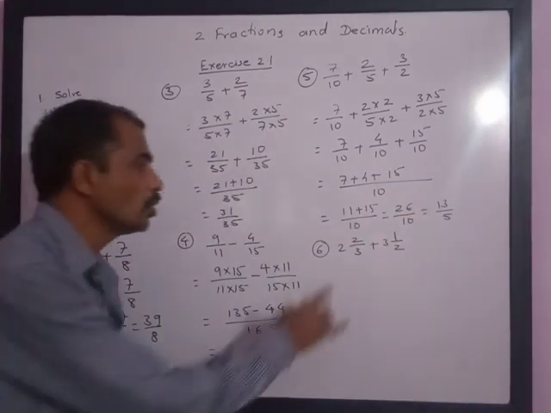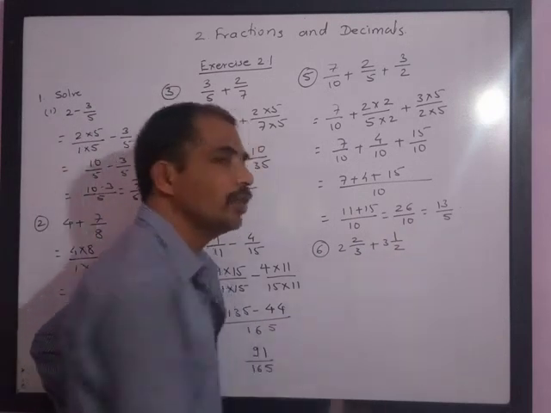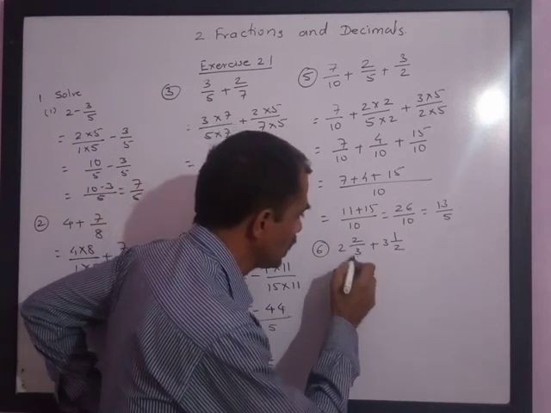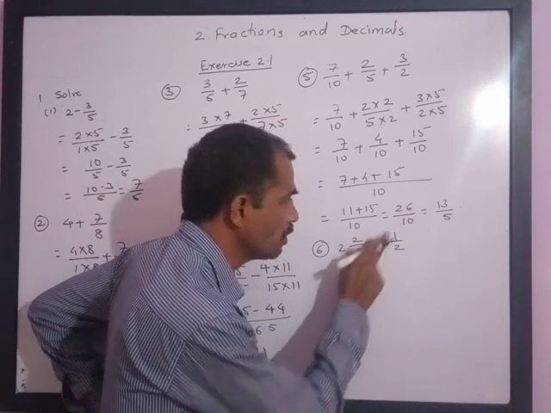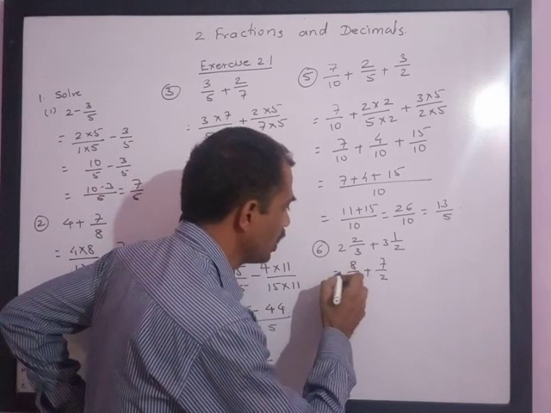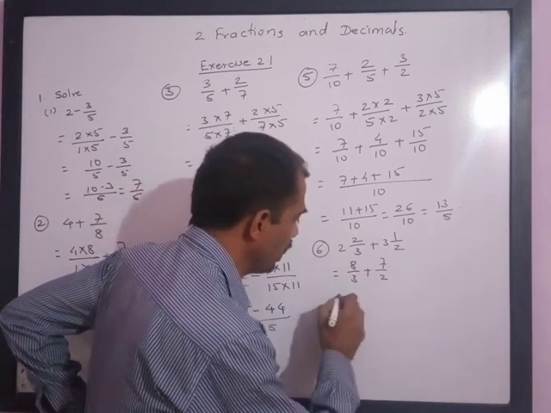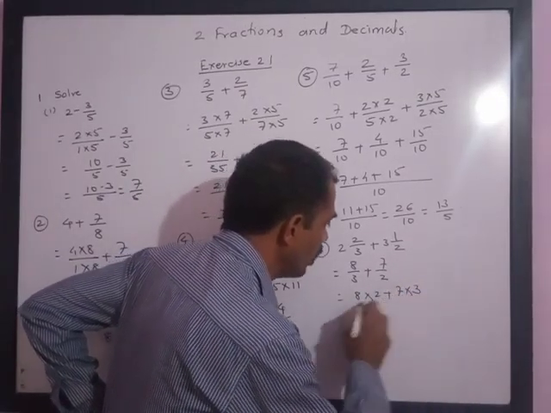Next question is 2 integer 2 upon 3 plus 3 integer 1 upon 2. We have to convert this into improper fractions. So this will be 2 3s are 6, 6 plus 2 is 8 upon 3, plus 3 2s are 6, 6 plus 1 is 7 upon 2. Now again the denominators are different. So we have to multiply. Make the denominators common. It will be 8 into 2 plus 7 into 3 upon 3 into 2.